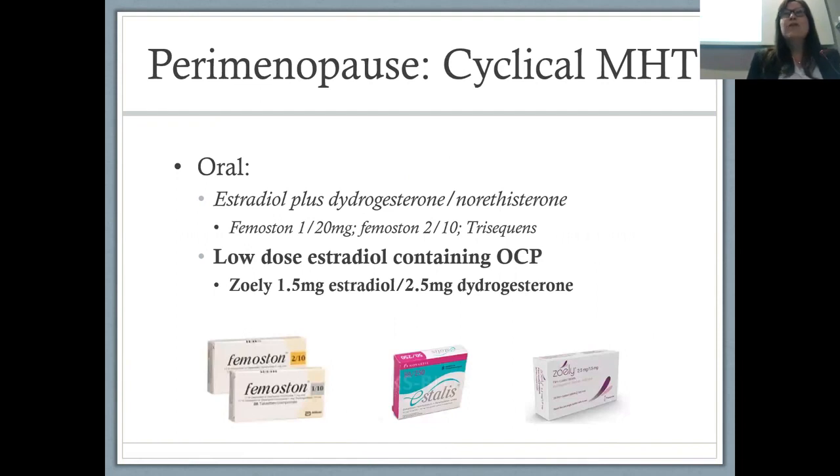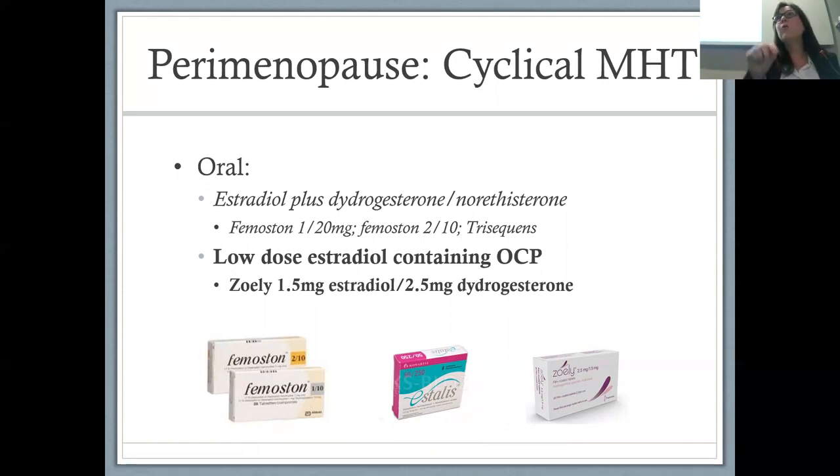So what are the options for cyclical therapy? Here's the clue to my thinking. If they're in italics, they're available on the PBS. If they are in bold, they're a contraceptive. So for Mustin, and that should be 1/10 and 2/10, 110 and 210 for Mustin and Trisequence. Those are the cyclical oral forms.